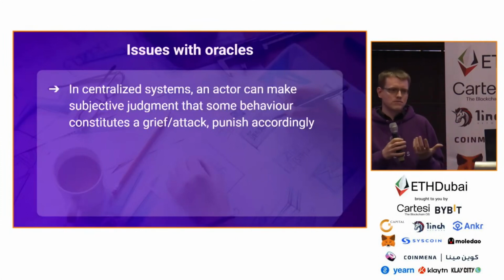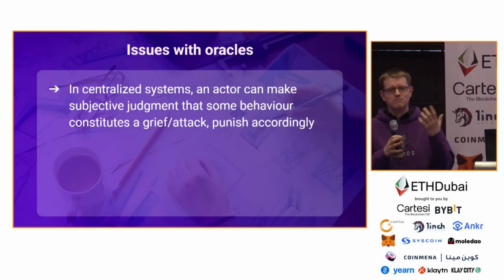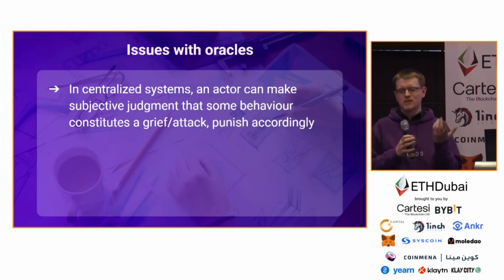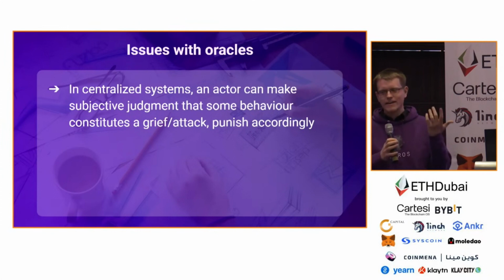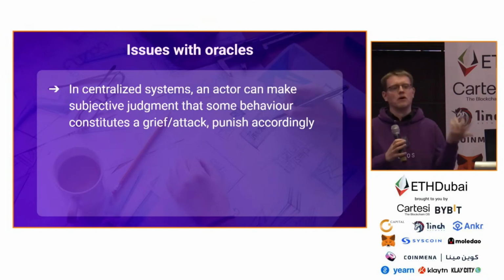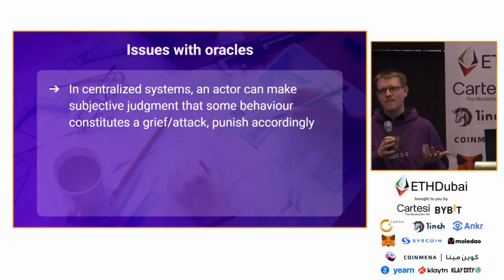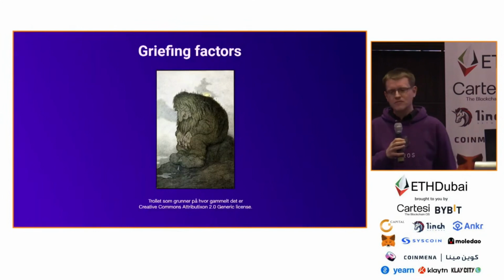A second reason why I think this is relevant in crypto economics is that we have particular issues with oracles, continuing on the theme of oracles. In centralized systems, some kind of benevolent dictator can make a subjective judgment that some behavior constitutes a grief or an attack, and they can punish accordingly. In a video game, if I go around griefing people, eventually I might get banned. In that court example, at the end of the case, maybe the judge orders me to pay the legal fees of the other side. In blockchains, this is really hard. It's generally not possible to have this kind of benevolent dictator that comes in at the end and makes everything right. And finally, some people just want to watch the world burn.